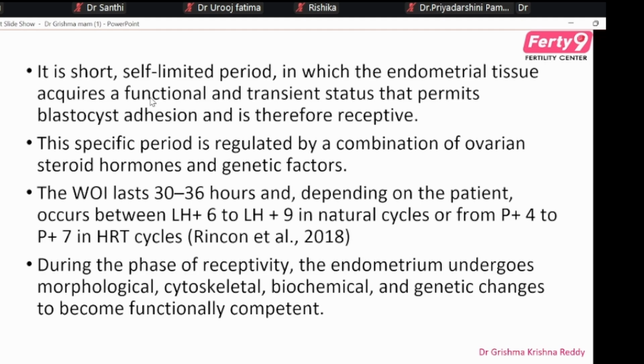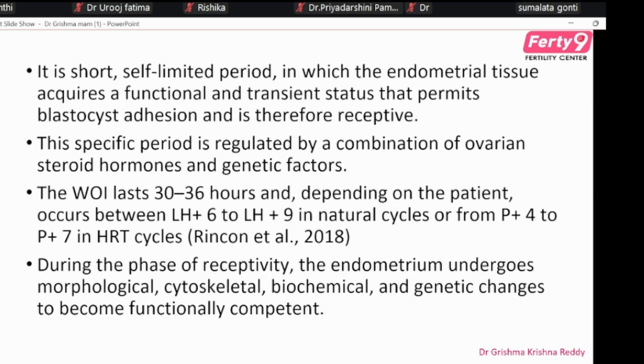So this implantation period is a short, self-limited period in which the endometrial tissue acquires a functional and transient status that permits blastocyst adhesion and is therefore receptive. This specific period is regulated by ovarian steroid hormones and genetic factors. The window of implantation roughly lasts for around 30 to 36 hours depending upon the patient.